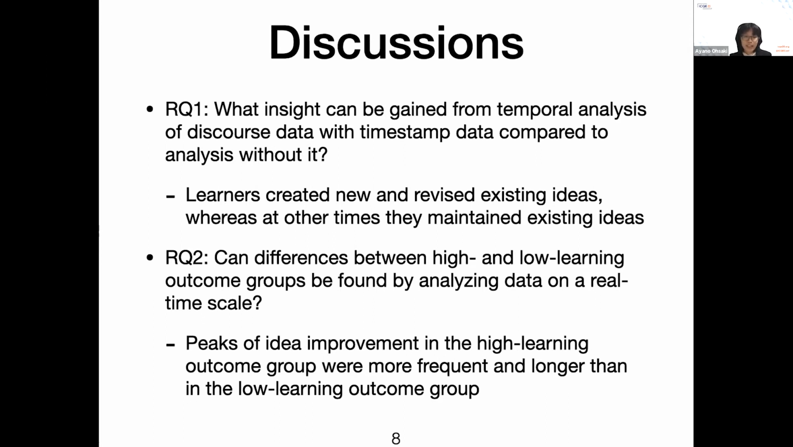required the idea improvement process pattern to be compared between the high and low learning outcome groups. The present findings confirmed that the peaks of idea improvement in the high learning outcome group were more frequent and longer than in the low learning outcome group. This is because timestamp information is a common indicator for multiple groups. Using data on a real-time scale allowed comparison of the groups on the same scale.